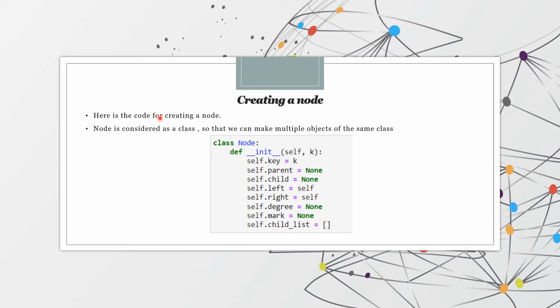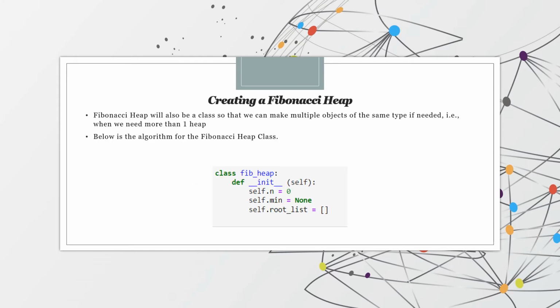Now we will learn more about the mergeable heap functions which we talked about earlier. Here we firstly are creating a node. So we have to make multiple objects of nodes. The easiest way to do it is making a class of the node. Here Fibonacci heap will also be a class so that we can make multiple objects of the same type if needed, that is when we need more than one heap. So we can create more heaps by using the same class.